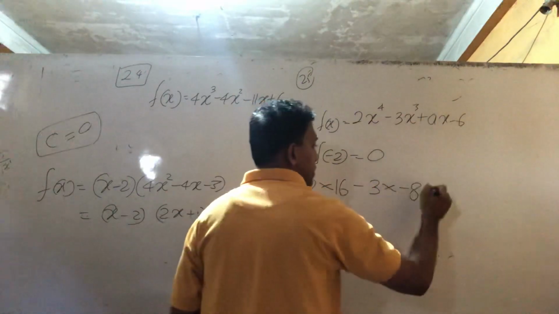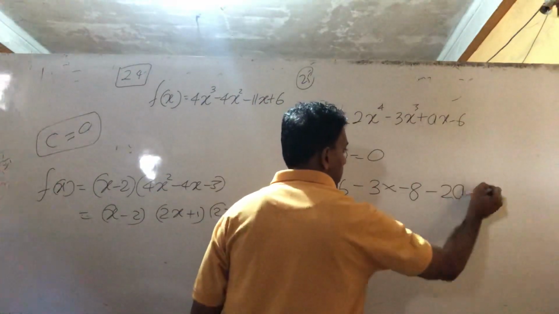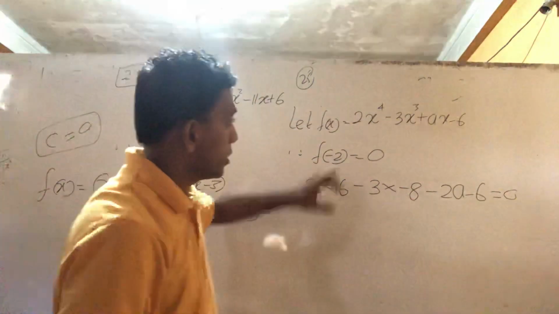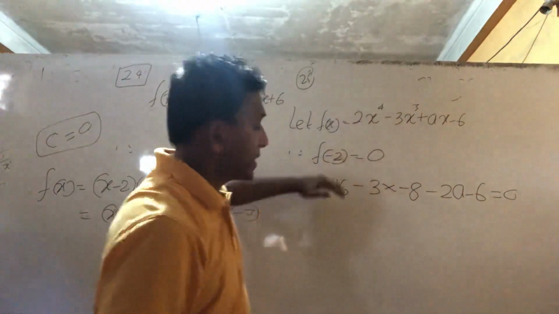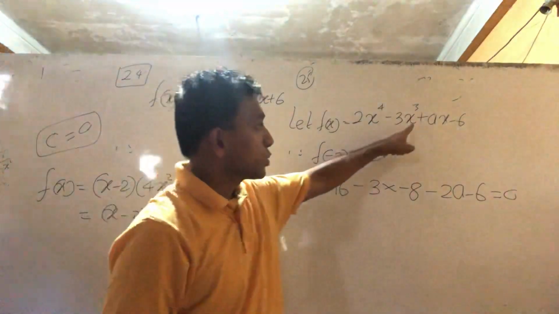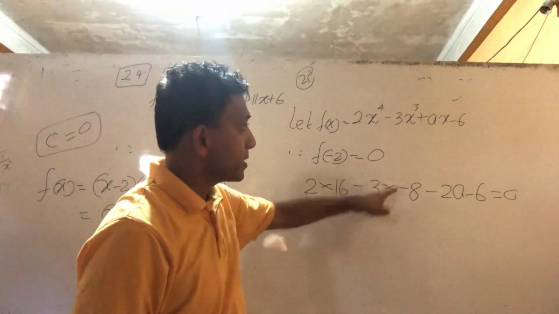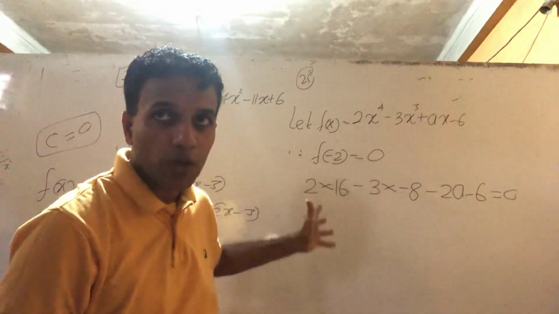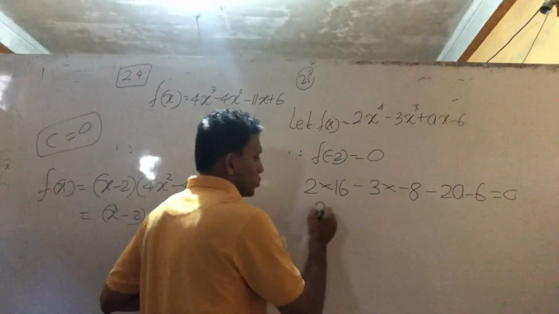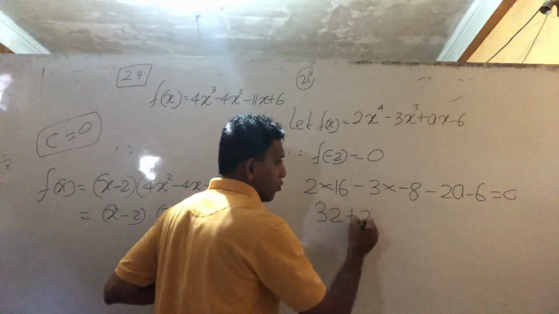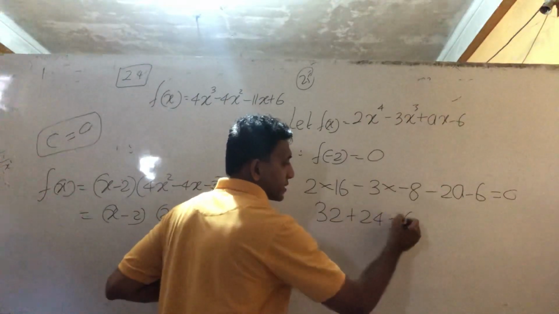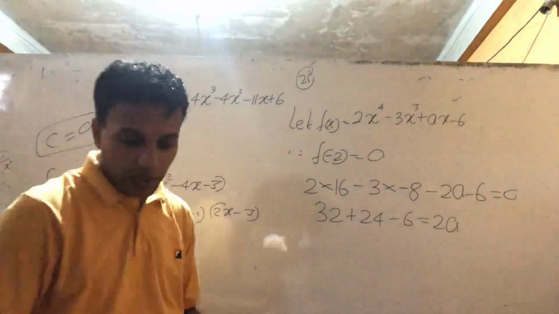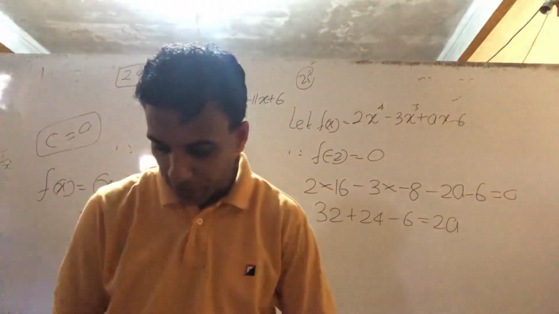Put x as minus 2 for ax, minus 2a. Minus 6 equals 0. So 2 into the 16, and x as minus 2 gives minus 8, okay. Minus 2a. Now find the value. Oh, it's O-level math, solving an equation. So 32 plus 24 minus 6 equals 2a. So find the value of a, and hence you can solve it, right?